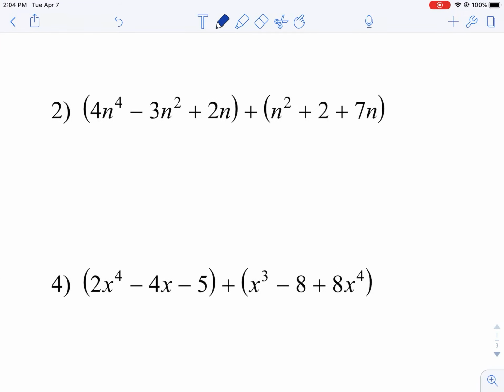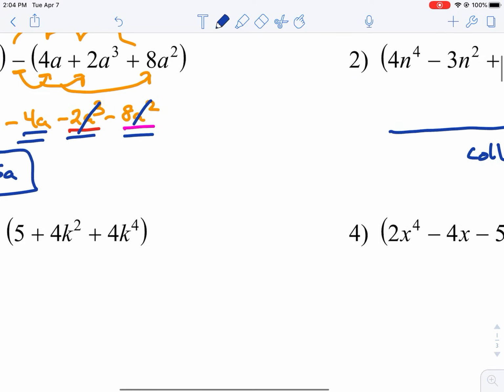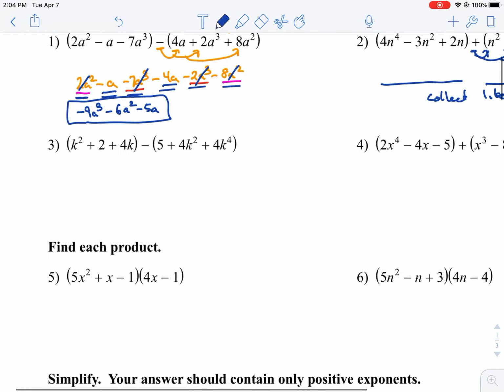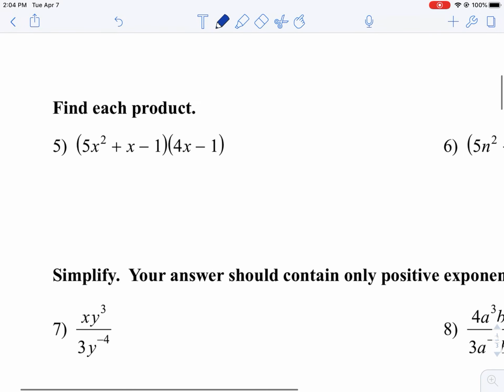No problem. Real quick, I'm not going to do this one, but when you have addition, all these in here, keep the same sign. Drop the parentheses, rewrite them all out, and then collect like terms. Just like you did here. So you can practice those.